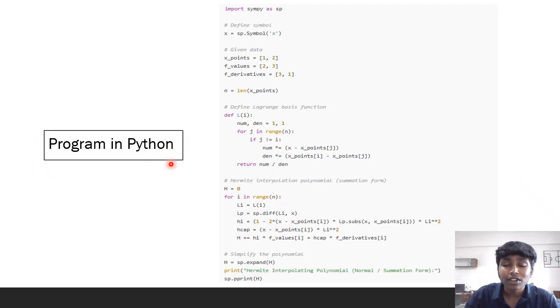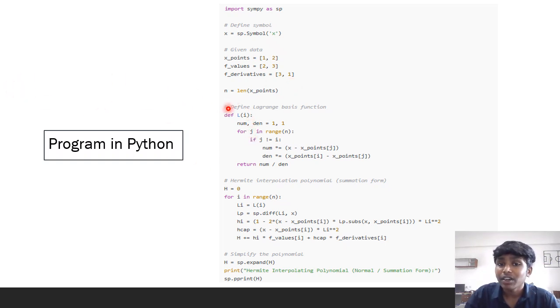So this is the code which has been written in Python for the Hermite interpolation. First, we have to import sympy, which is used for math in the code, and we define x as the variable symbol here. And then we input the given data points: x points are 1 comma 2, f values are 2 comma 3, and derivative values are 3 comma 1, as given in the previous question.